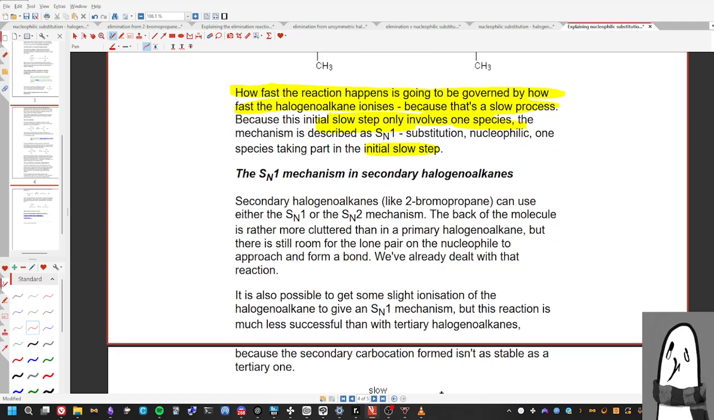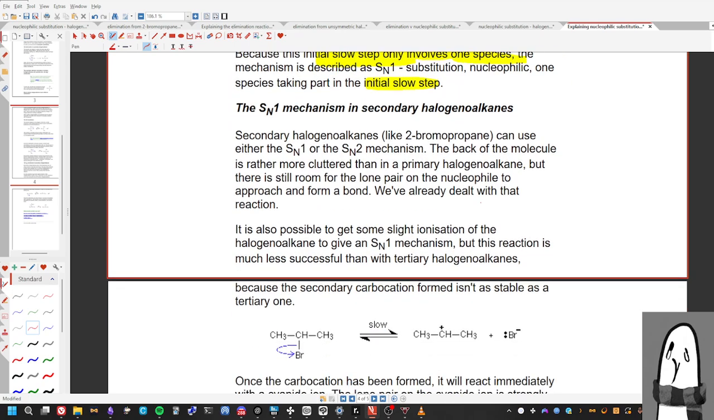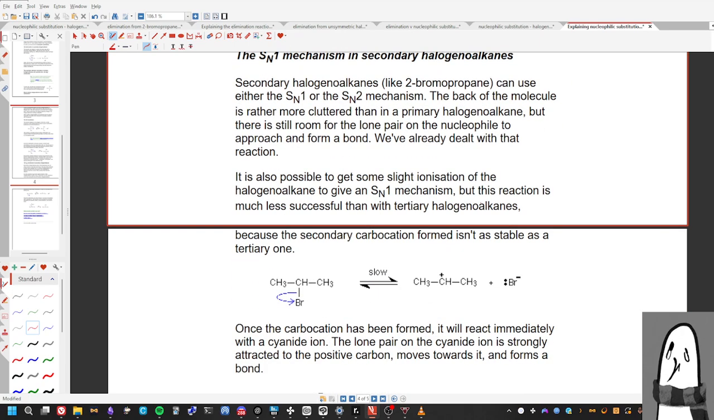It's rather more cluttered than in the primary, but there's still room for the lone pair on the nucleophile to approach and form a bond. We've already dealt with that reaction. It is possible to get some slight ionization to give an SN1 reaction, but this reaction is much less successful.